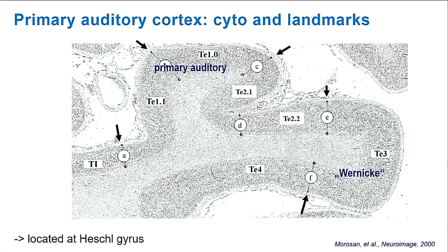This is the lateral surface, where at the superior temporal gyrus area TE3, belonging to the Wernicke region, can be seen. However, the border between the primary auditory cortex and higher auditory cortical areas is not precisely located, so to say, in the fundus of the sulci. It is more located here at the upper position, and then the primary auditory cortex borders to higher auditory, multimodal areas.